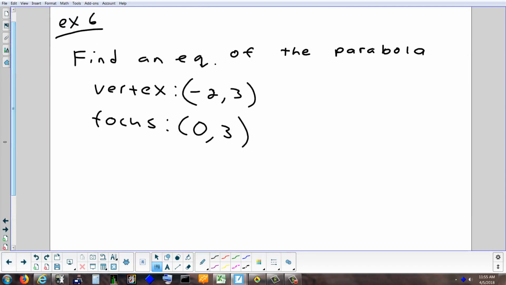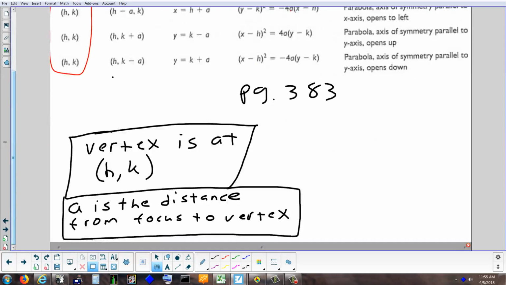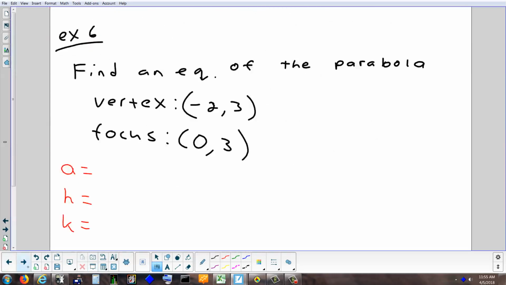All right, so this time the vertex is -2, 3, and the focus is 0, 3. There's 3 letters I need to find. We always have to find A, but what are the 2 new letters I have to find? H and K. Okay, let's start with A. Go back to what I said. A is the distance from the focus to the vertex. Well, here's your vertex, here's your focus. If you were to draw those, what's the distance between those 2 points?